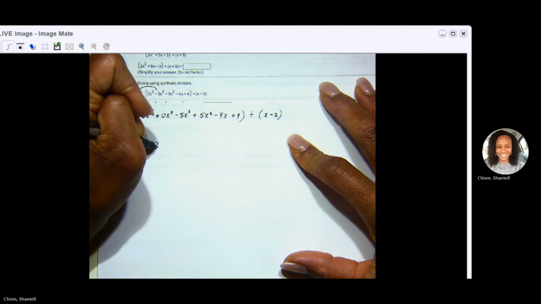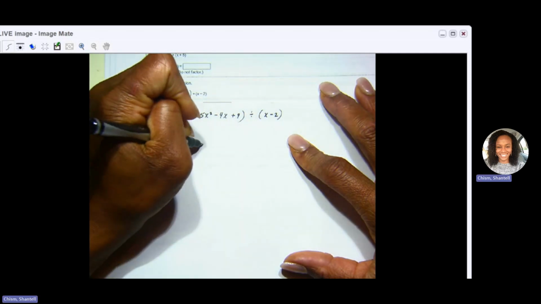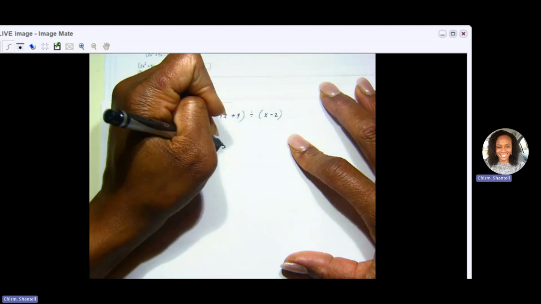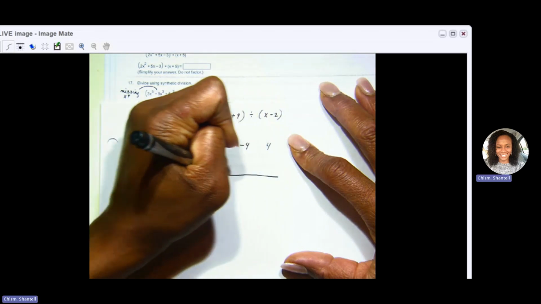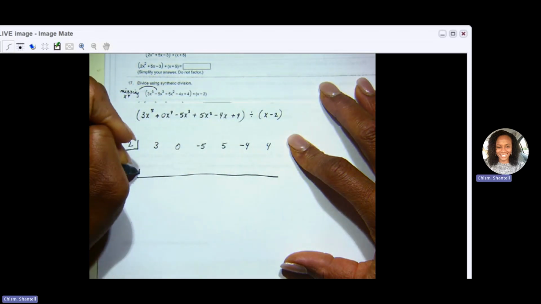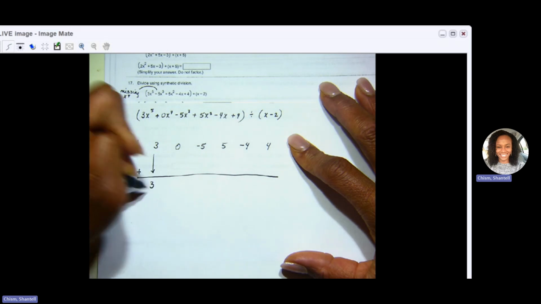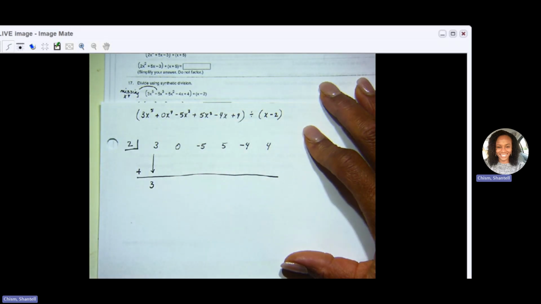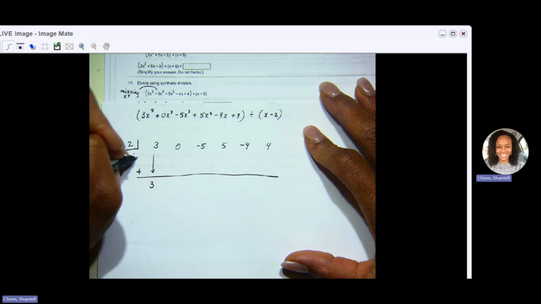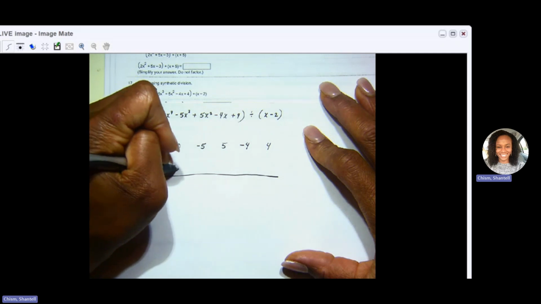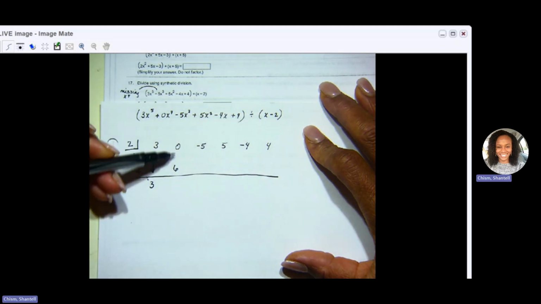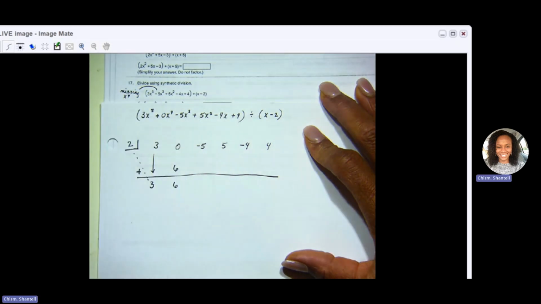So 3, 0, negative 5, 5, negative 4, 4. I save some space, put my plus, and I bring down that first term there. I have to have my starting point. Okay? Now I say 2 times 3. That gives me 6. I put 6 in the next column because I need something to add here to that 0. So 0 plus 6 gives me 6.